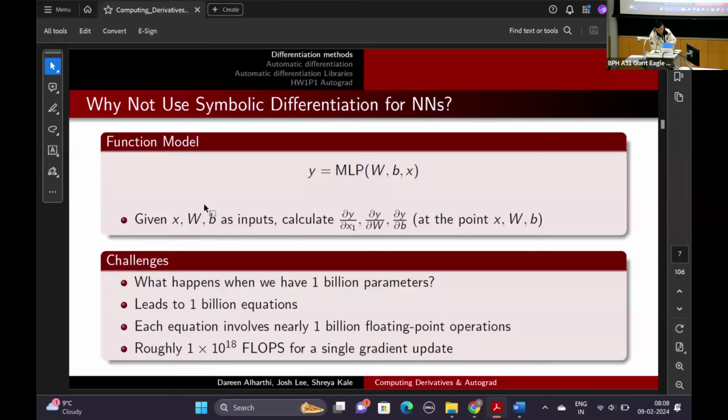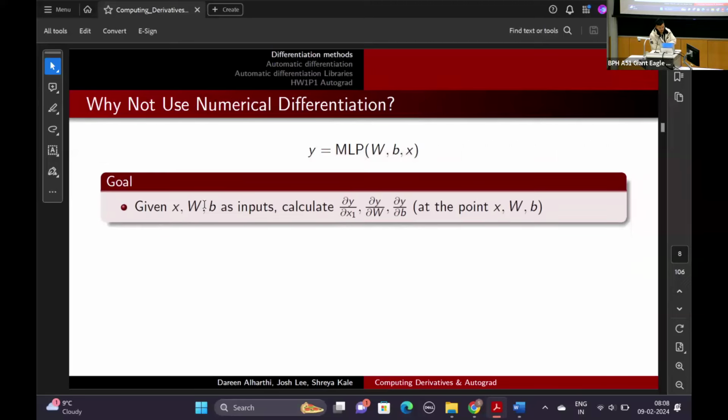This is how costly it is, and a flop just means a floating point operation. So, you don't want to do this. All right. When I learned this for the first time, I thought, hey, we just use numerical differentiation. And we can do that for any particular input point. It's not going to be as costly, since it does not involve as many symbolic equations. So why don't we use numerical differentiation?